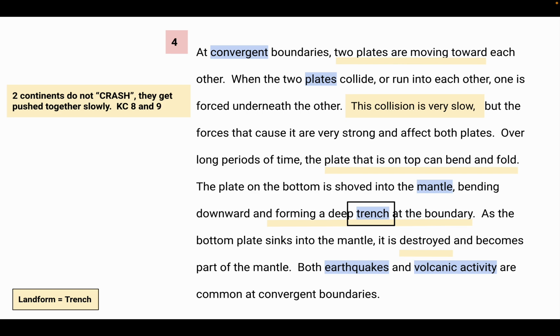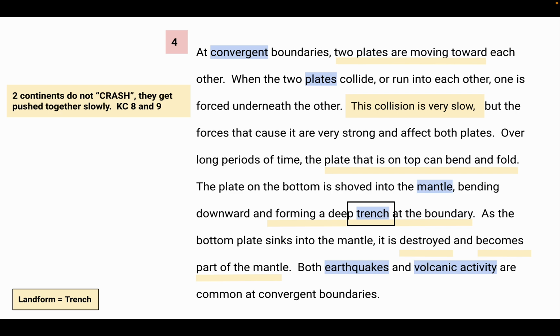And then it says, as the bottom plate sinks into the mantle, it is destroyed. That bottom plate moves all the way down into the mantle. It moves towards the core. The hard solid rock is destroyed. It becomes part of the mantle. So it becomes part of the soft solid rock that is the mantle.